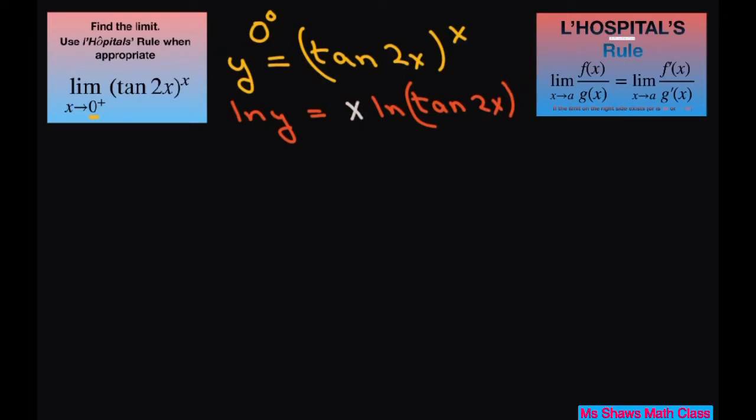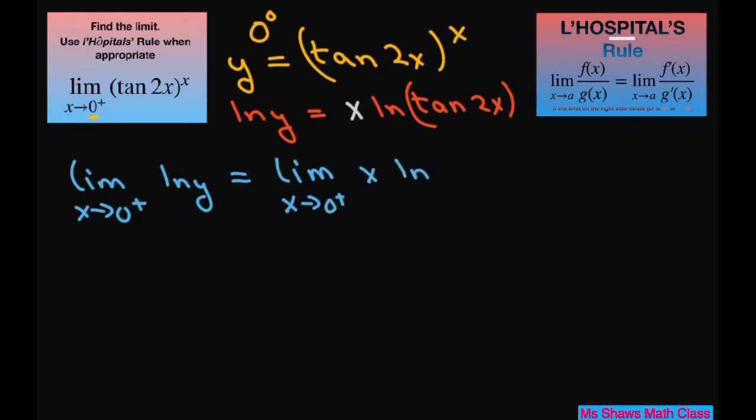All right, now that we have that, we're going to take the limit as x approaches 0 from the right of ln of y. And that's going to equal our limit as x approaches 0 from the right of x times ln of tan of 2x.